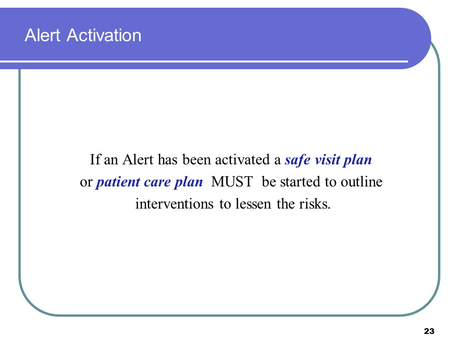If an alert has been activated, that patient care plan must be started to outline interventions to lessen the risks. Perhaps it's as simple as not walking up behind the individual because that startles them and they immediately escalate into violence. Those are the types of simple things that every staff member within the site, all departments, needs to know.